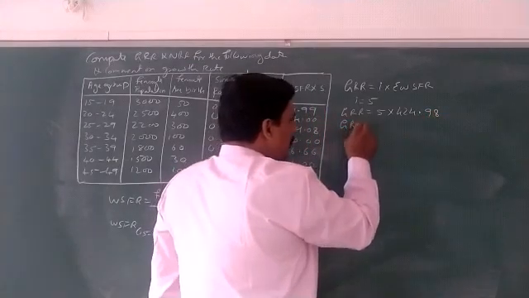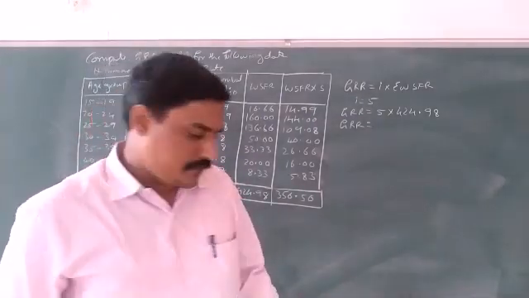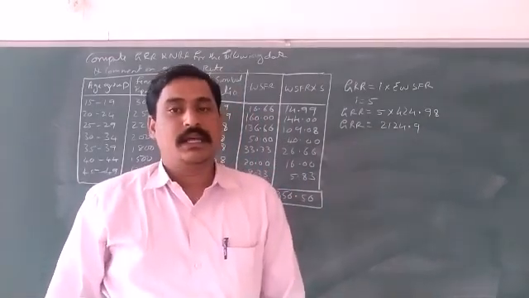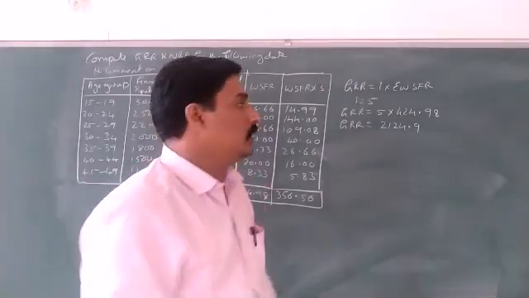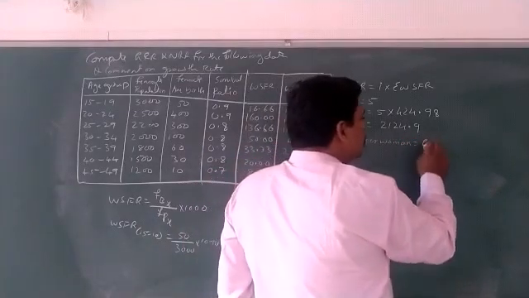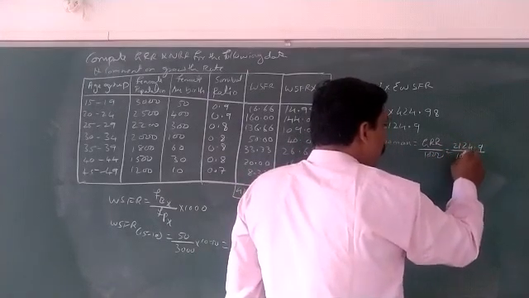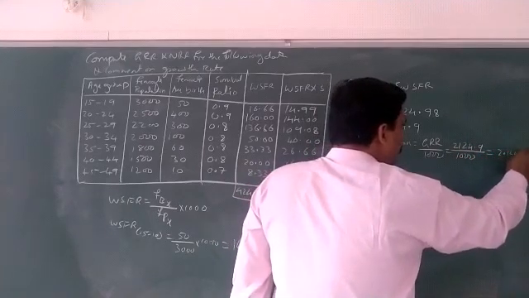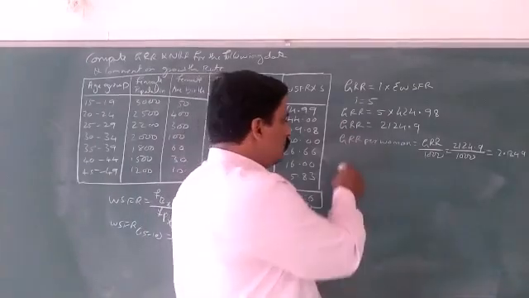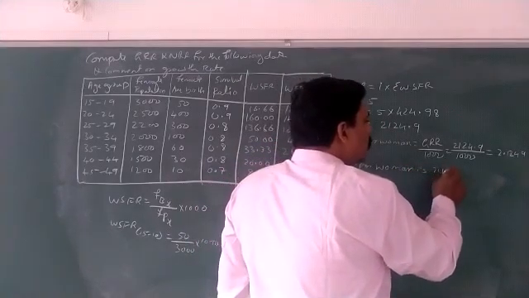So GRR is equal to 5 into summation WSFR, that is 424.98. So GRR is equal to 5 into 424.98, we get 2124.9. So this is GRR per thousand. We need to calculate GRR per woman. GRR per woman is equal to GRR divided by 1000. That is 2124.9 divided by 1000, that is 2.1249. So GRR per woman is 2.1249.